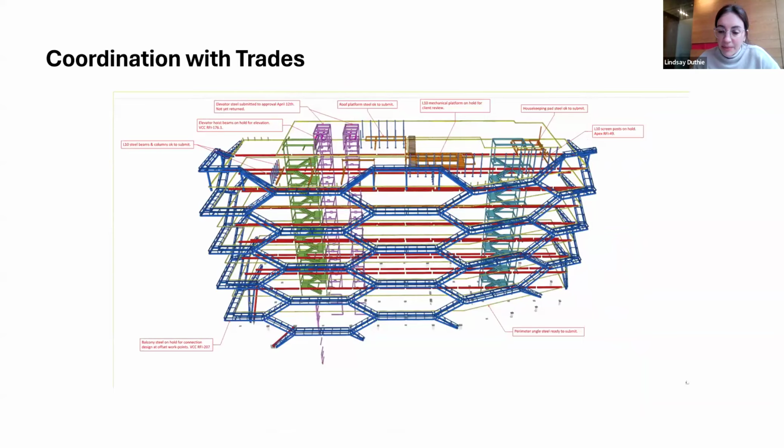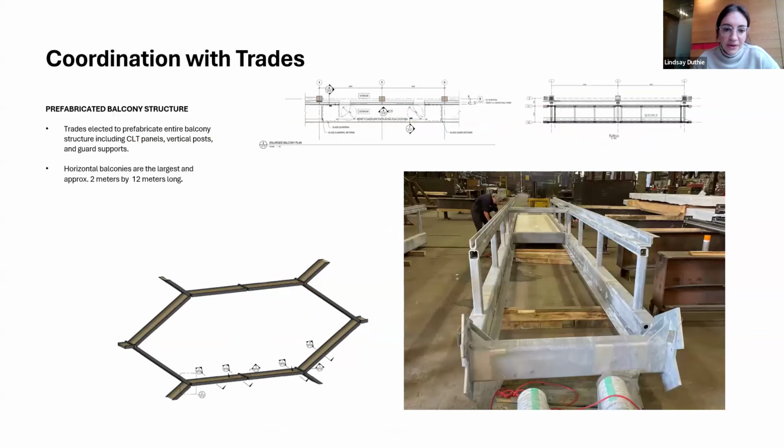Here's an image from that model showing all the steel in the project. And then, diving in a little bit to the balcony structure up top, you can see our drawings, and then below is what was prefabricated. The trades elected to prefabricate the entire balcony structure, including the CLT panels, the vertical posts, and the guard supports. And these are quite large. They're 2 meters deep, and then they're 2 bays wide, so they're 12 meters long.